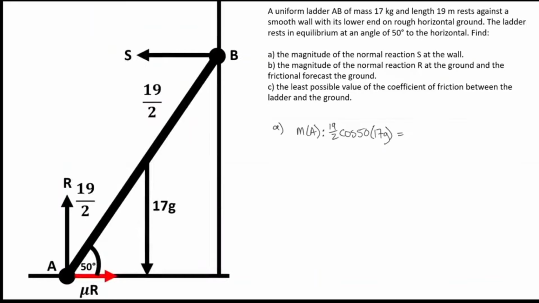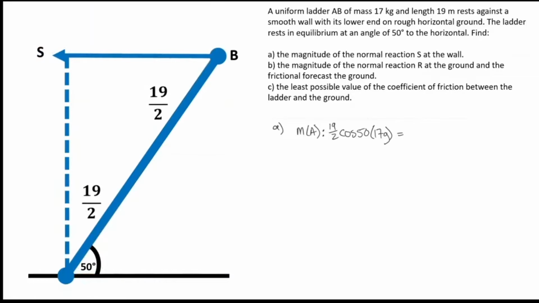The second moment we're going to find is the anti-clockwise. So I can say that this is equal to the moment generated by S. Let's have a look at that moment. So there's the force. We want the perpendicular distance to that force. We ignore everything else from the diagram. This is what we're focusing on. I want to know the length of that dashed line.